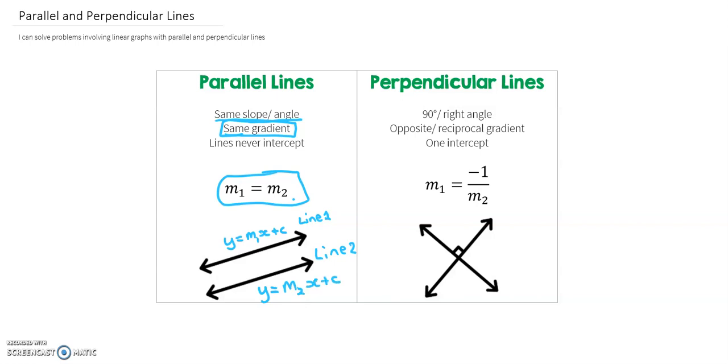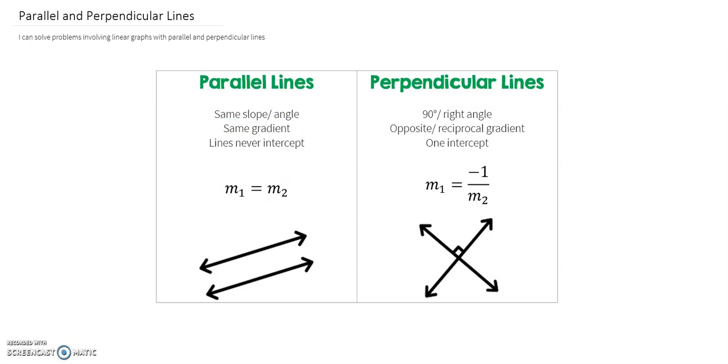So the M1 and the M2 just mean that it's line 1 and line 2. So they have the same M because they have the same gradient. And that fact's going to be really useful for finding equations. And as you might have noticed with these lines, they never intercept. So these two lines will never cross.